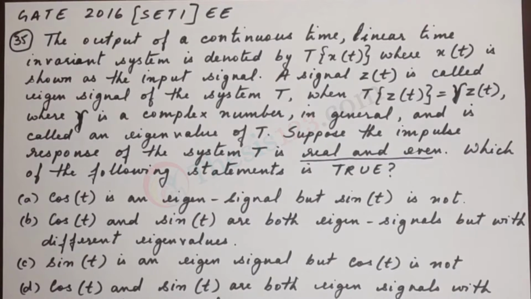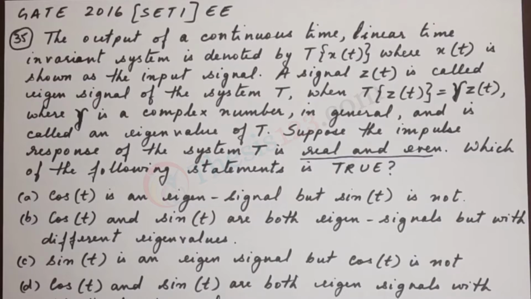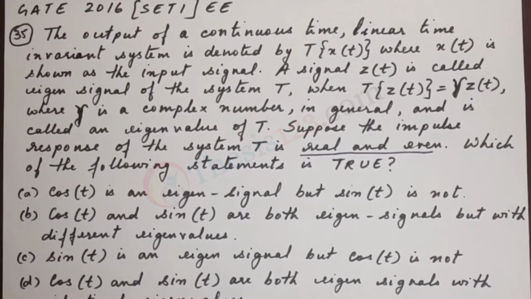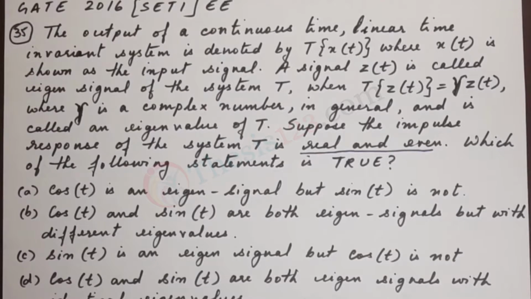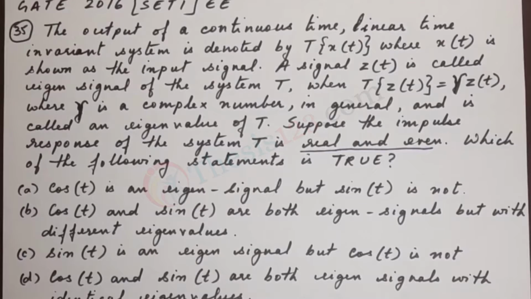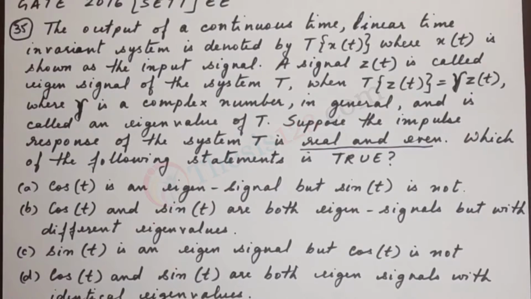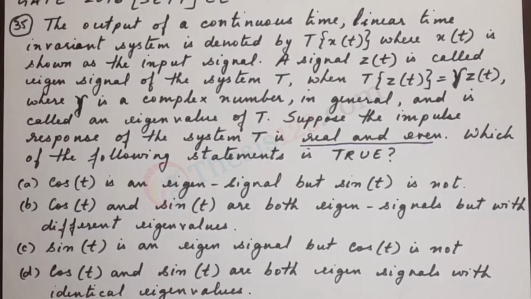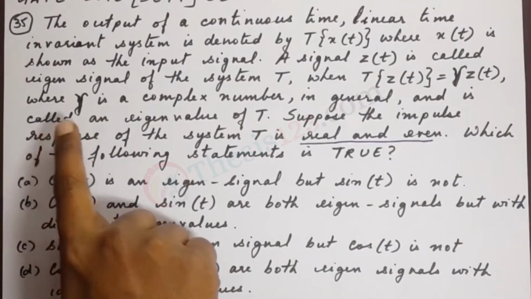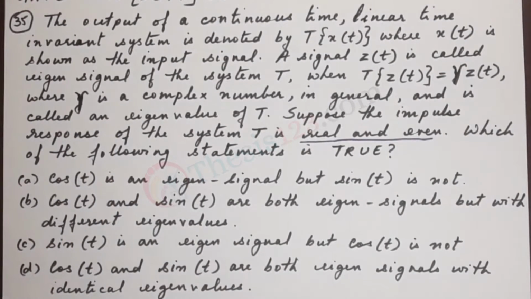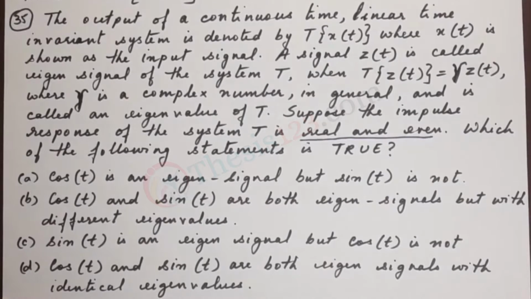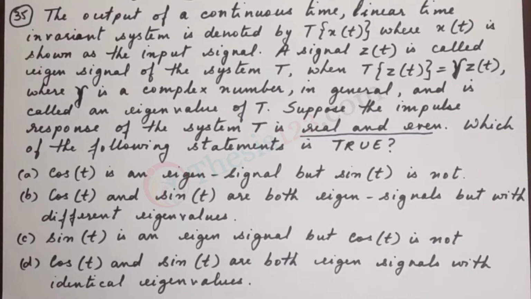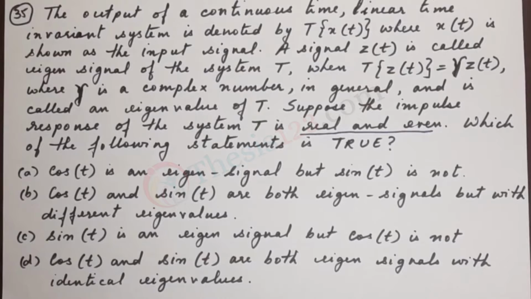Here's the next question, number 35. The output of a continuous time, linear time invariant system is denoted by T{x(t)}, where x(t) is shown as the input signal. A signal z(t) is called an eigensignal of the system T when T{z(t)} equals gamma z(t), please note that's a gamma, where gamma is a complex number in general and is called an eigenvalue of T. Suppose the impulse response of the system T is real and even, which of the following statements is true?